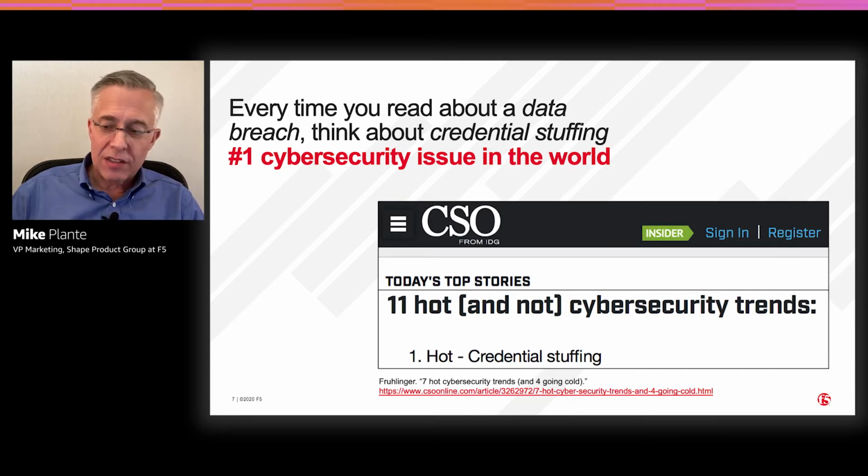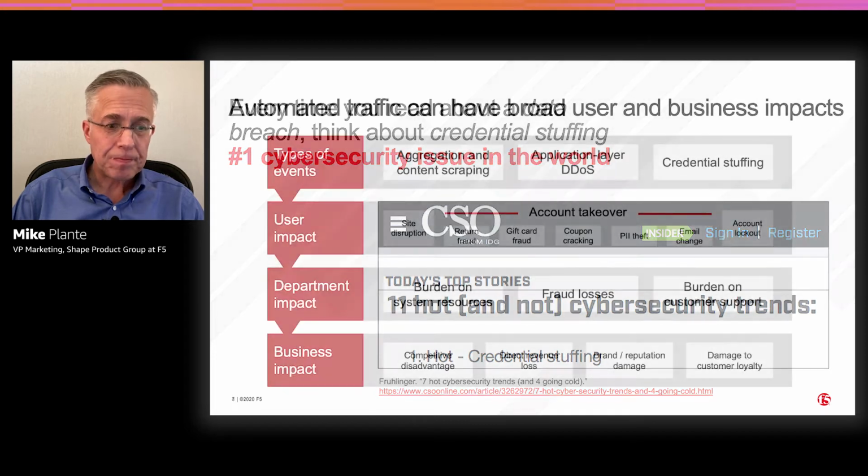Now, this is not just an issue that CSO identified. There have been recent alerts from regulatory and federal agencies around the world, including the FBI and the Security and Exchange Commission here in the US, regulatory authorities in Australia, in the UK, across Europe. This is a major, in fact, the number one cybersecurity issue in the world, and it happens to be an application security issue. That's why we thought it was particularly relevant to discuss it at AWS re:Invent.